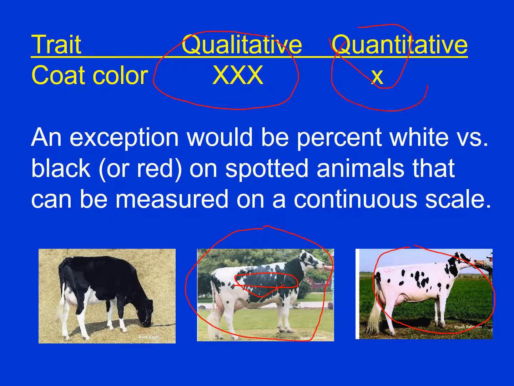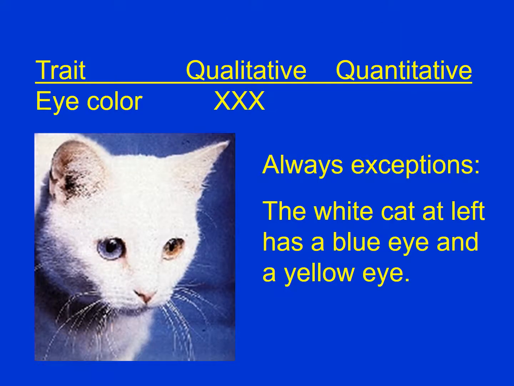Kind of an example of somewhat of a quantitative trait, but like I said, your coat color, in most cases, we're going to call a qualitative trait. Eye color, kind of like coat color, most times is going to be a qualitative trait. So we've got 3 X's there, and really for all traits you can find some exceptions. You would think that both eyes would be the same color, but in white cats sometimes you can get a blue eye and a yellow eye.